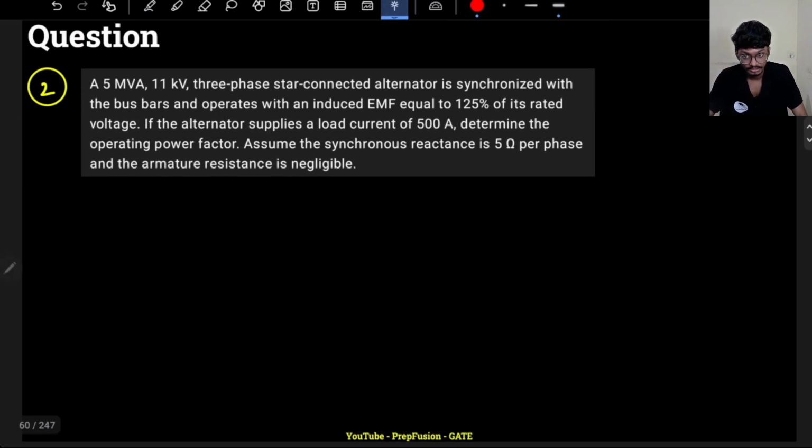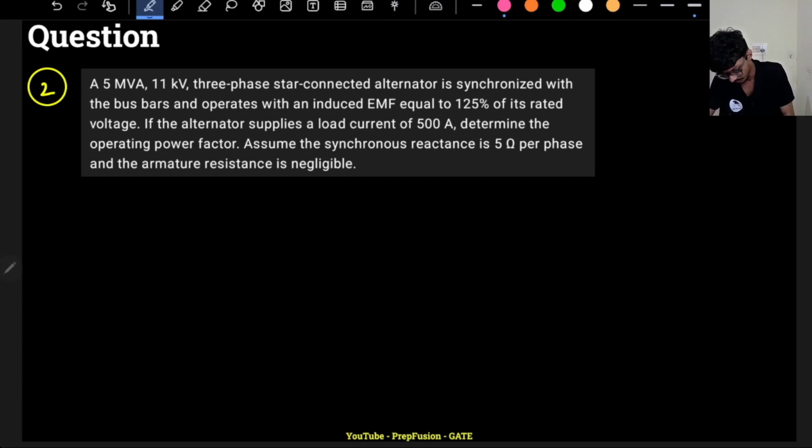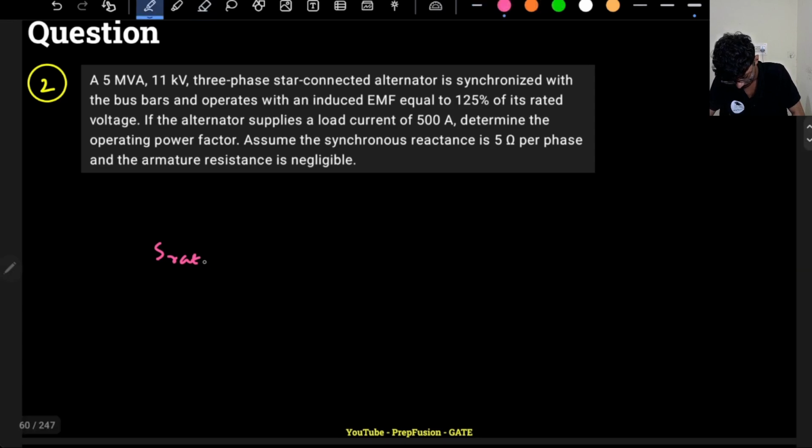Okay, let's now solve the next one. A 5 MVA, 11 kilovolt. Again they have given the rating in apparent power, so just be careful regarding this. So it's a 5 MVA, 11 kilovolt. So Vt will be what?